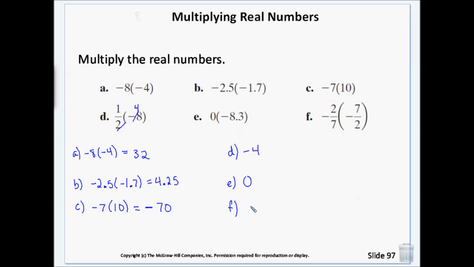And if I have negative 2 sevenths times negative 7 halves, I'm going to get a positive number. 7 and 7 will cancel each other out. They cross cancel. They both divide by 7. And 2 and 2 both divide by 2. And so I'm 1 times 1 over 1 times 1. So that's just 1.